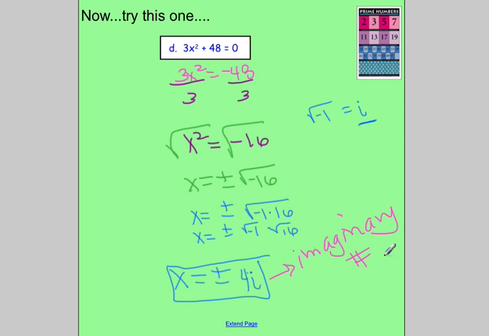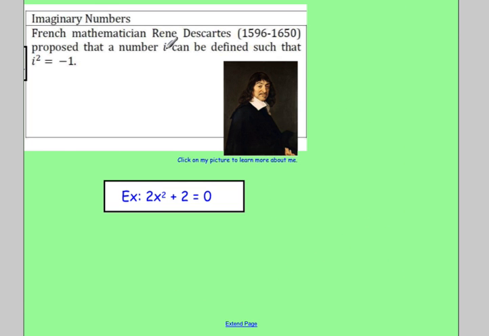Which leads us into our next part of the notes. What is an imaginary number? An imaginary number was invented by René Descartes, and it was proposed that the number i can be defined such that i squared is equal to negative 1. Okay, i squared is equal to negative 1, and also if I take the square root on both sides, i is equal to the square root of negative 1.